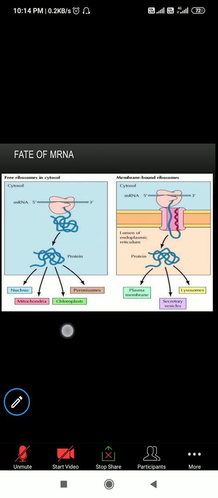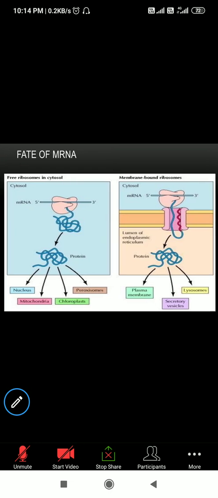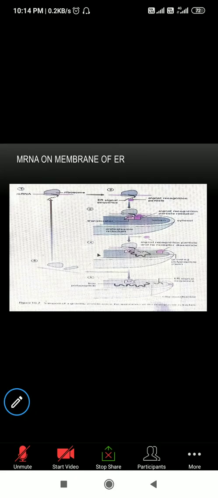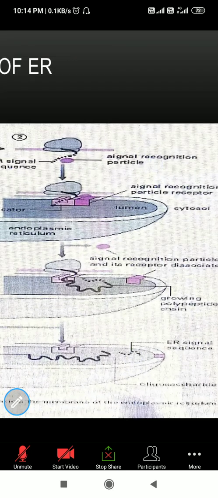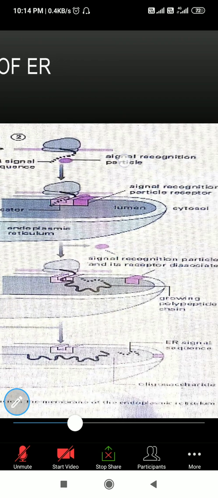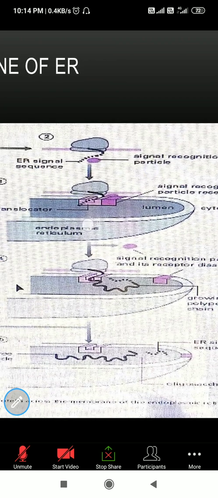As the polypeptide chain emerges from the ribosome, the signal sequence, as we can see in this diagram, is recognized by a certain particle. This particle is called the signal recognition particle.